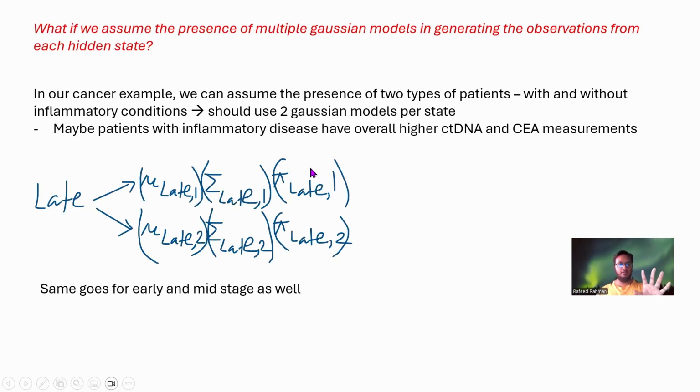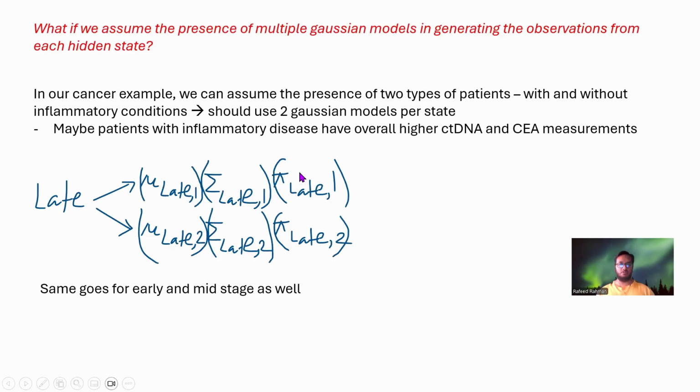Let me elaborate what I mean a little bit more. For example, let's think about just one of the hidden states, which is late stage. For late stage, we should have a particular mean for model 1, a particular covariance matrix for model 1, and we should have this. So this means the contribution of the Gaussian model 1 for a particular observation. Same goes for here. Now understand that pi_late_1 and pi_late_2, if you sum these 2 things up, they will equal 1. That means they are sort of giving a probabilistic view. So maybe you can say it like this.